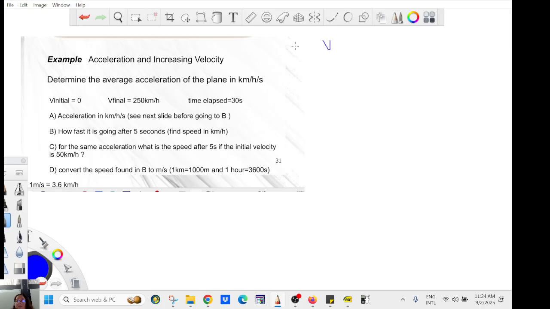So average acceleration. Average acceleration is the change in velocity over the change in time. It's a vector, so it has a magnitude, a unit, and a direction.